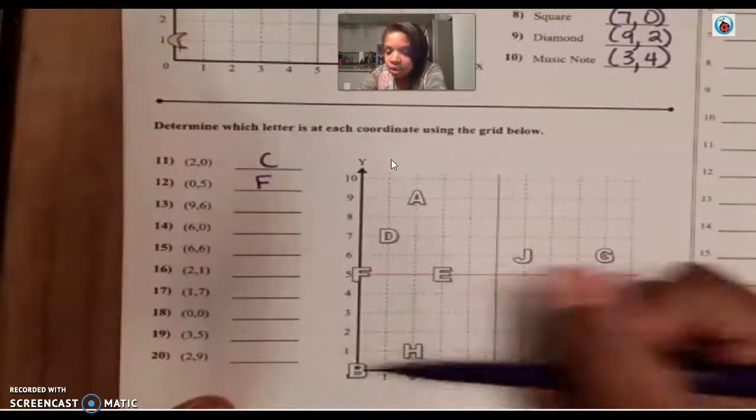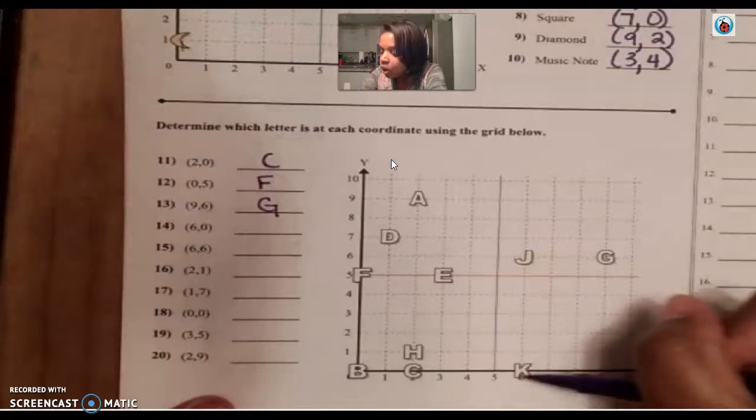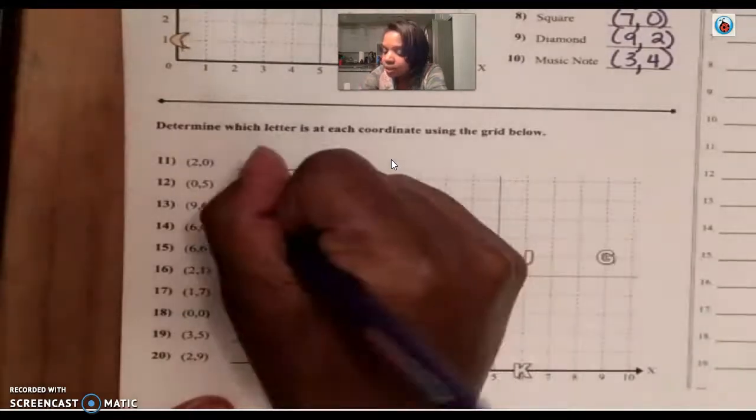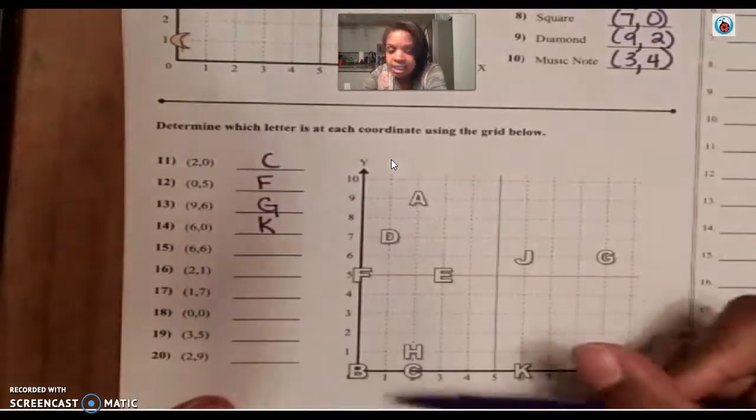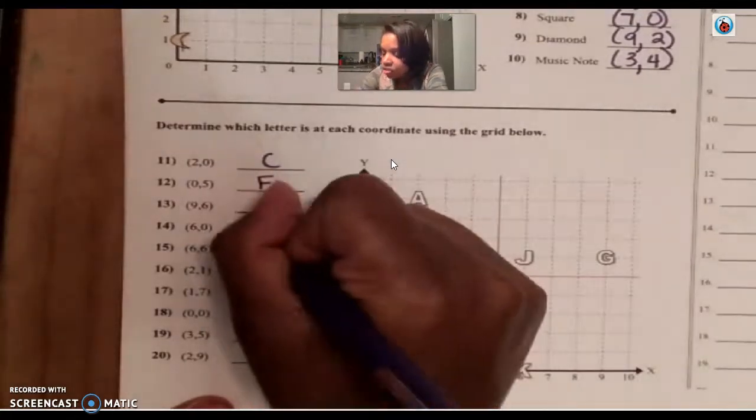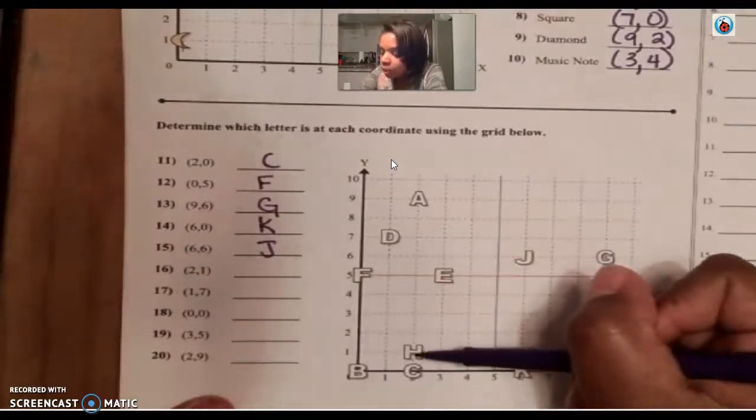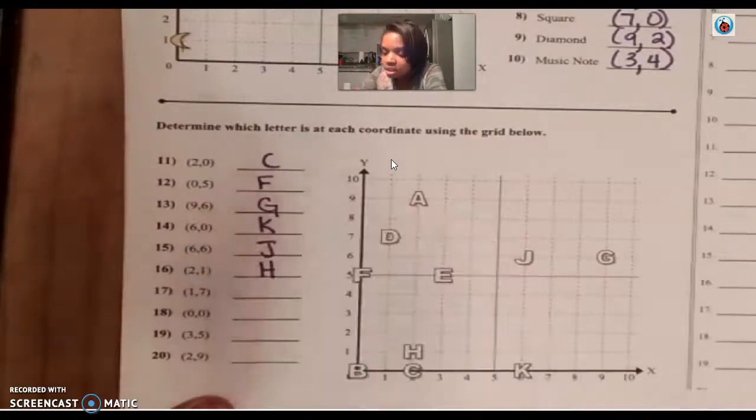9, 6, so I go over 9 and up 6, that would be the letter G. 6, 0, so I go over 6 and up 0, that would be K. 6, 6 would be over and then up, so that's J. 2, 1, go over 2 and up 1, that would be H.